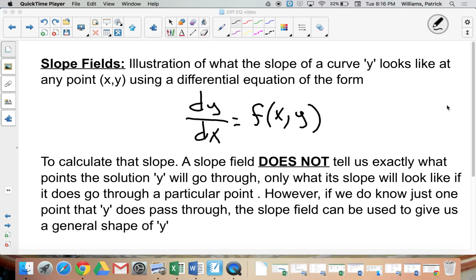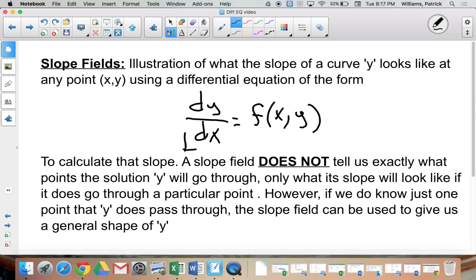Hey everyone, in this video we're going to be talking about something really cool called slope fields, and they're basically a way that we can illustrate what possible solutions to a differential equation will look like. So if we have a differential equation in this form, by now we should be used to this form, recall that our differential equation can be a function of x and y.